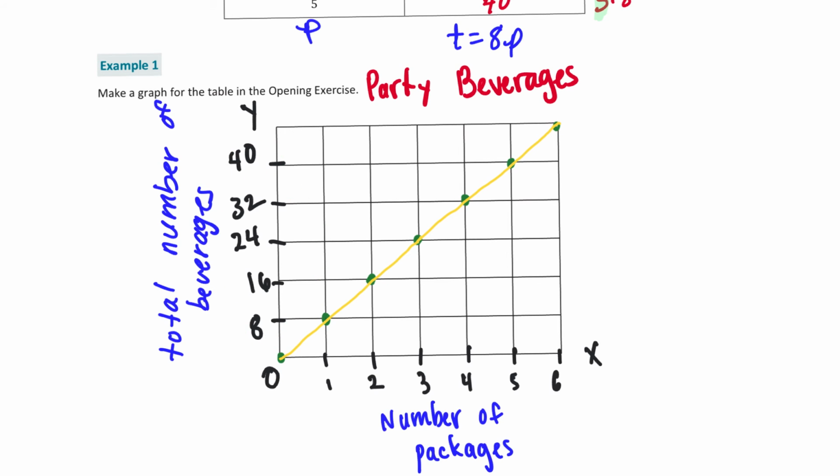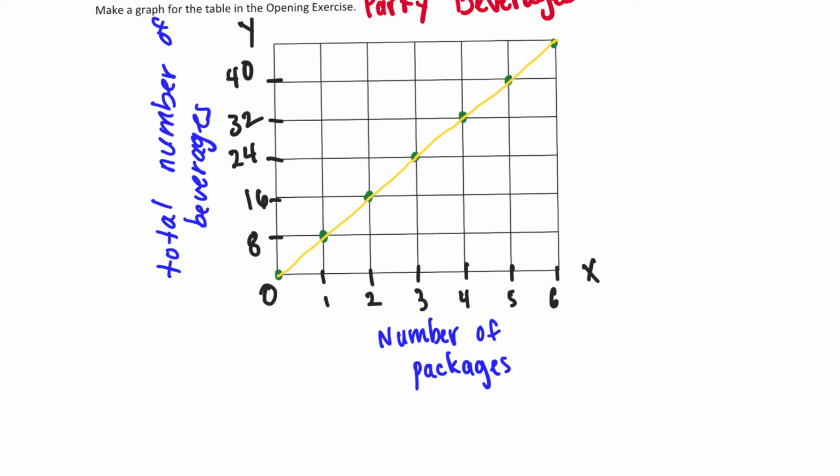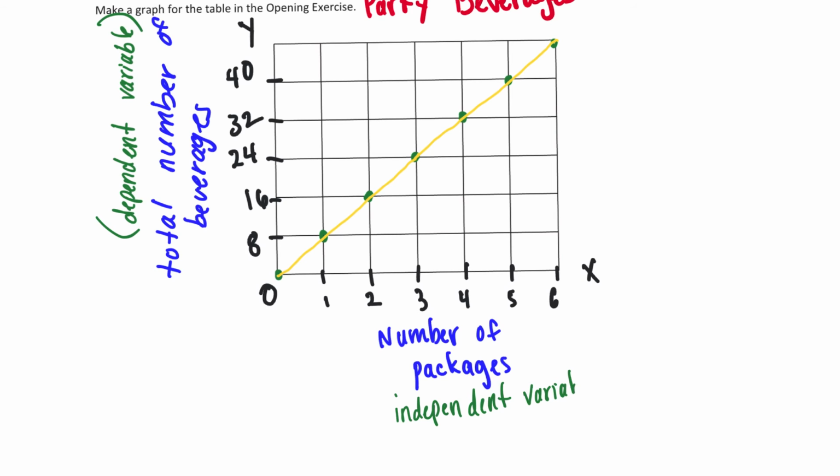So let's not forget to go into your graph and write which one is your independent variable and which one is your dependent variable. Maybe we should put the word variable just so you know what that means. I say it, but I didn't write it. Independent variable. Keep in mind, if you don't have any packages, if you buy no packages, then you have no beverages.